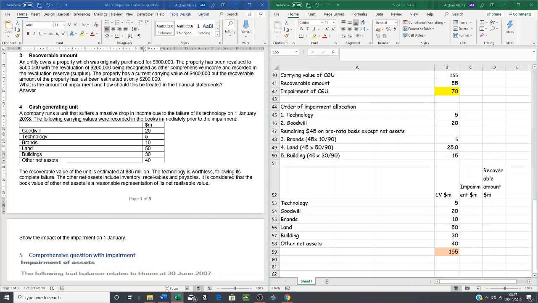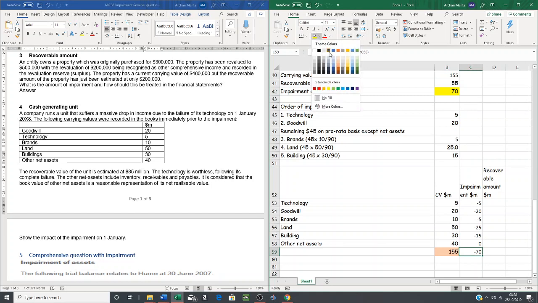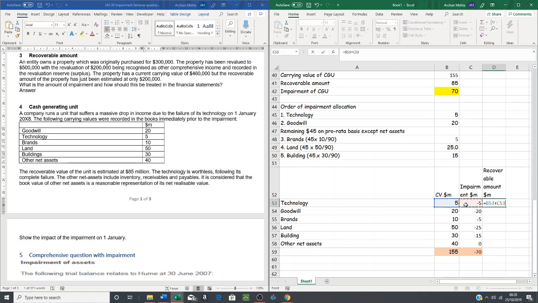Right, now let's allocate the impairment. We said we're going to write off the technology 5, then goodwill 20, then brand 5, land 25, building 15. We are not going to give any impairment loss to other net assets because they are a true representation of the net realizable value. If I add that up, I get 70 worth of loss. 70 impairment loss, right? And therefore, if we do the calculation here, 5 minus 5, 0, and so on. If I add up the entire column, I should get 85, which is the recoverable amount of the asset.